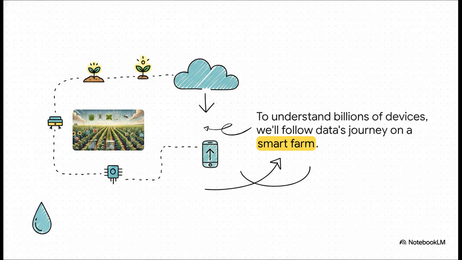We're going to zoom way, way in and focus on just one example: a smart farm. We're going to follow the journey of a single piece of data, literally from a drop of water in the soil all the way to a decision up in the cloud. It's the perfect way to make these huge abstract ideas feel real.